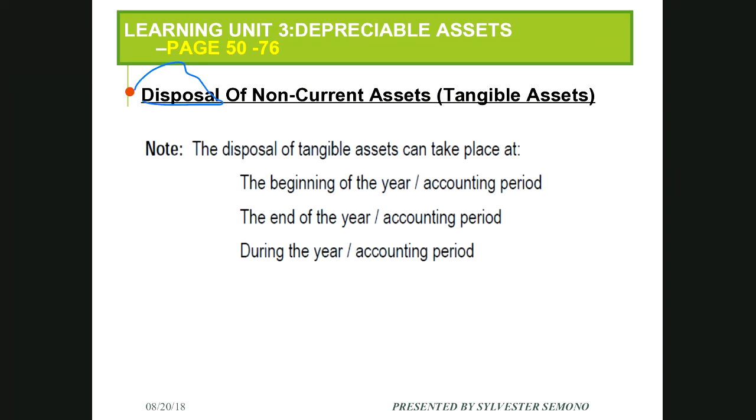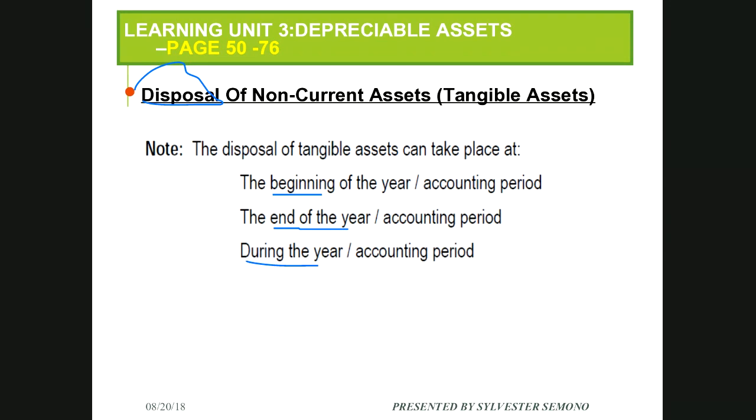But the challenge is, sometimes we will sell the assets at the beginning of the year. Sometimes we sell them at the end of the year. And sometimes we're going to sell them during the year. So these ways of disposing will affect the way we calculate our depreciation. Are you with me? Yes.